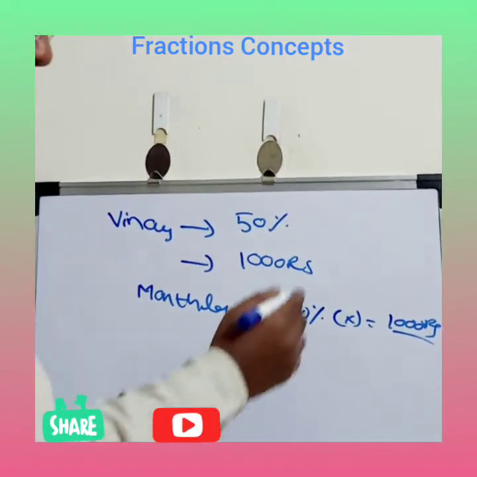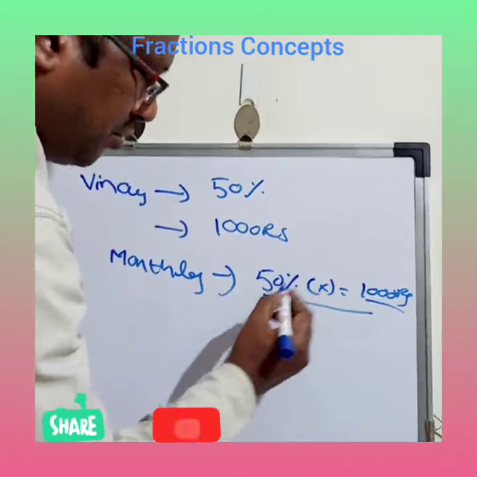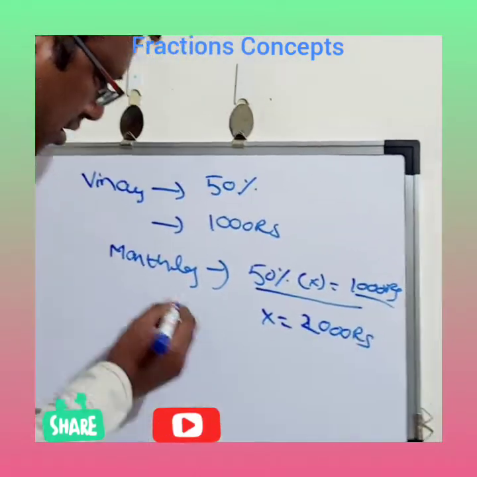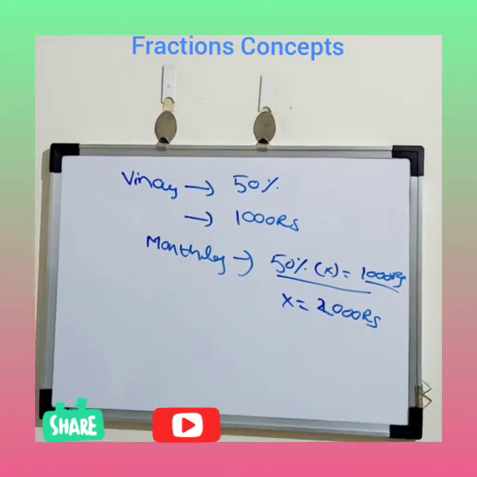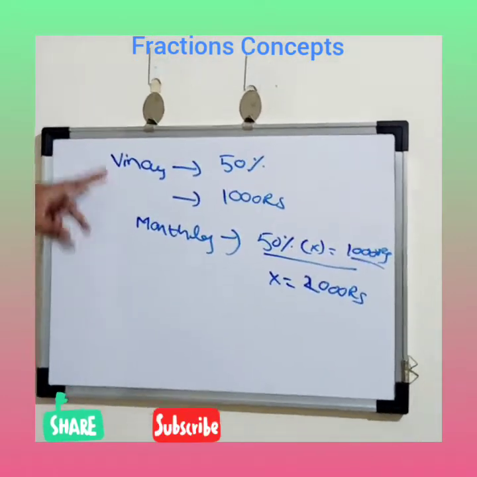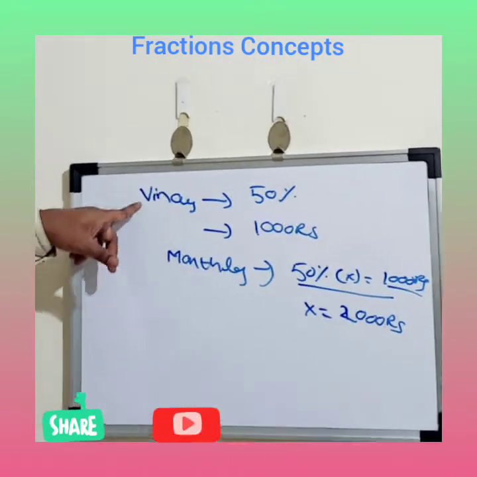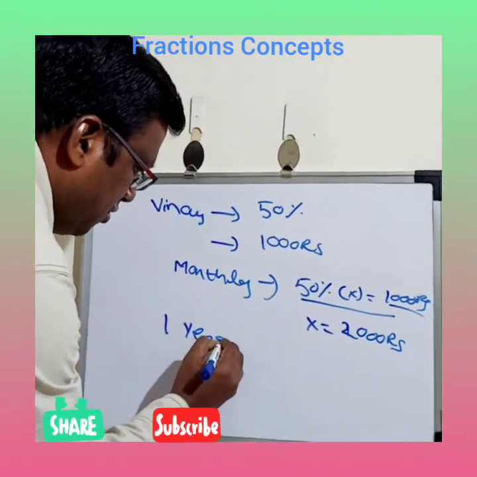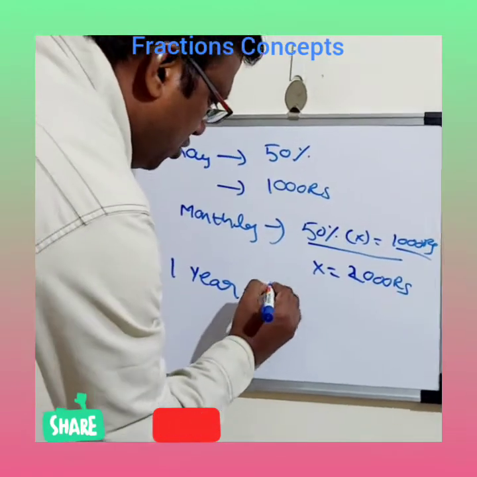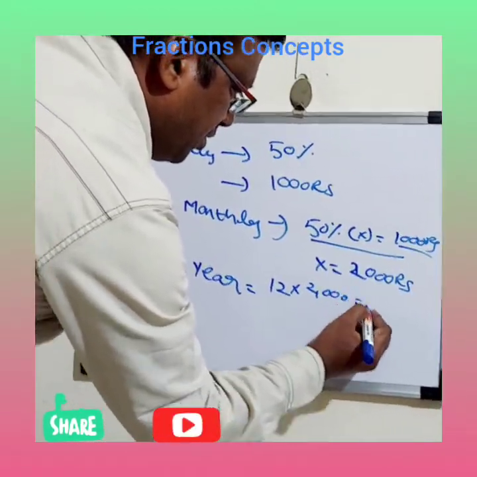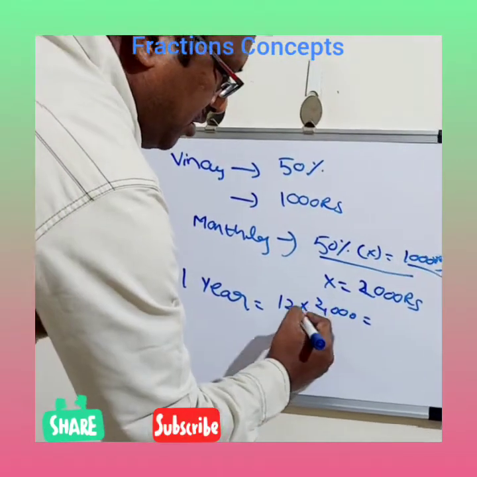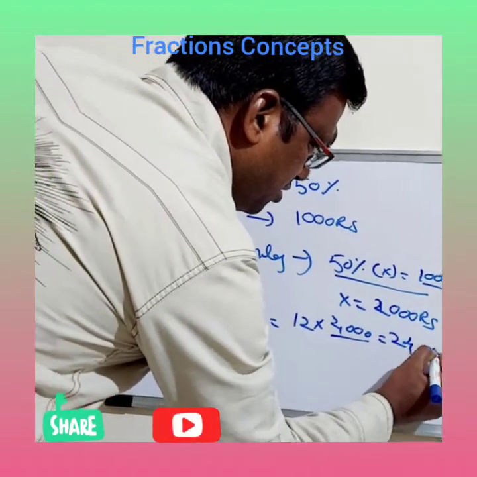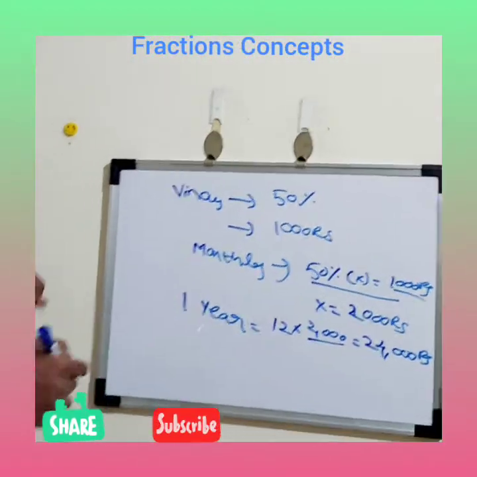Then what is the full salary? That is 100%. When 50% is equal to 1000, 100% is equal to 2000. So what is the monthly income of Vinay? 2000 rupees. Now in exams you may get a question asking for the salary of Vinay monthly and yearly. Monthly is 2000. For one year, because one year has 12 months, 12 into 2000 rupees, that is 24,000 rupees. For one year, 24,000 rupees.